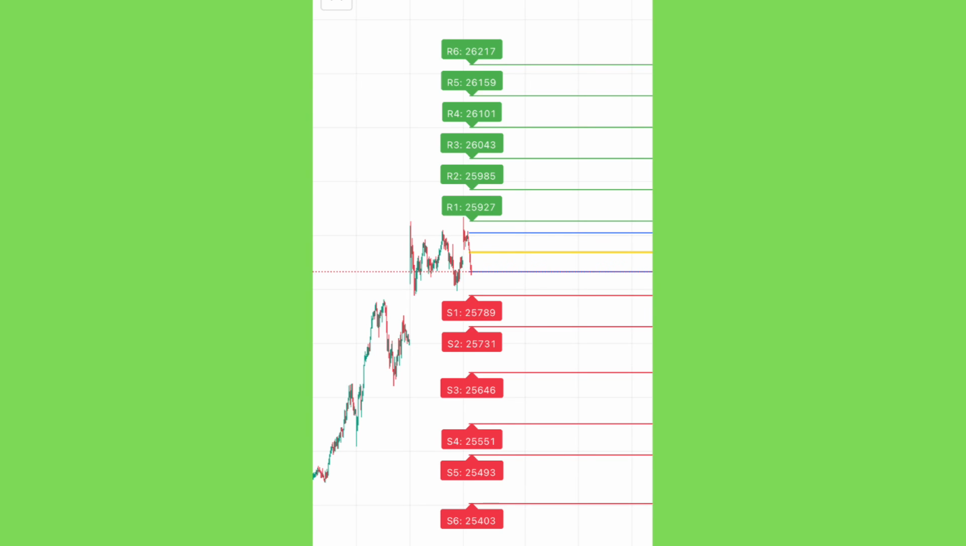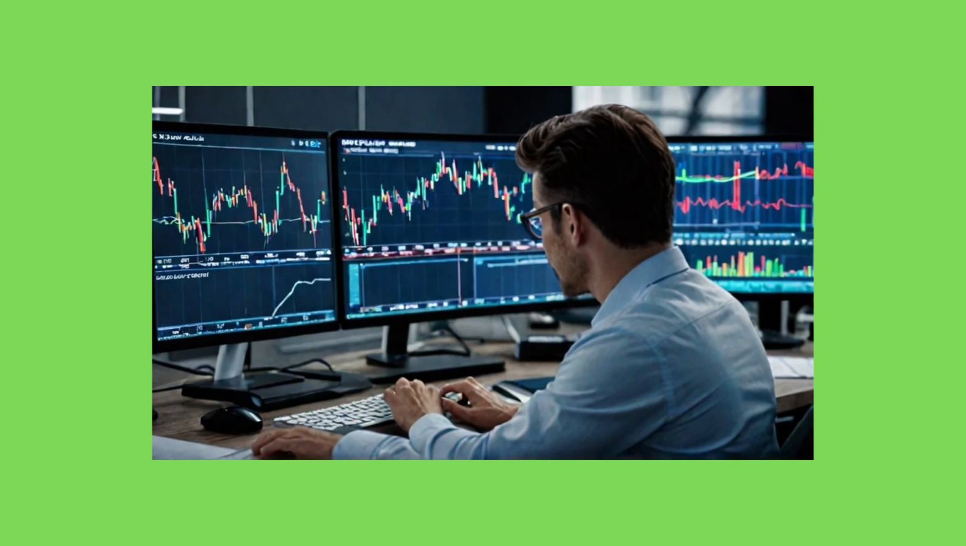Intraday trading plan. Here's the key intraday plan. For bullish traders, wait for a candle to close above 25,927, R1. Enter long positions with targets at 25,985, R2, and 26,043, R3. Stop loss can be around 25,850. For conservative traders, you can wait for a pullback towards 25,780 to 25,800, which are strong support zones. If the price holds there, go long with a target near R1 and R2.